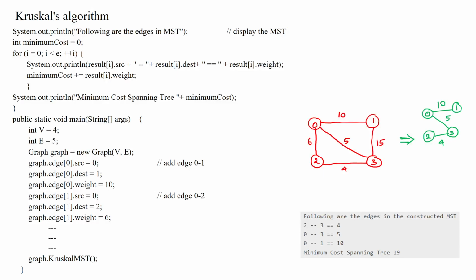Hi, welcome to Kruskal's algorithm example using Java. Here we want to establish the minimum spanning tree from a given graph. So this is the graph.